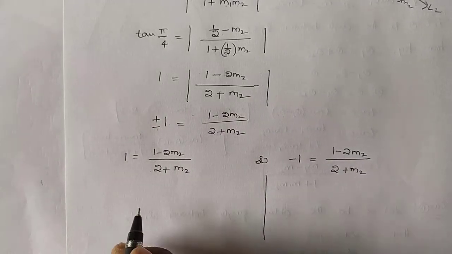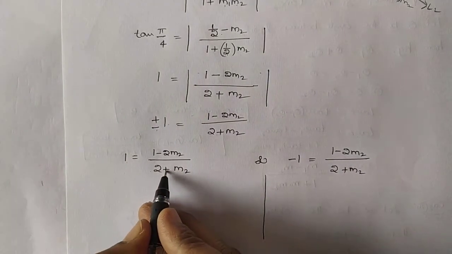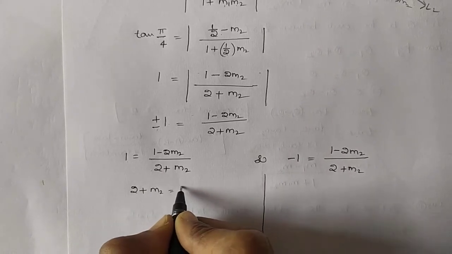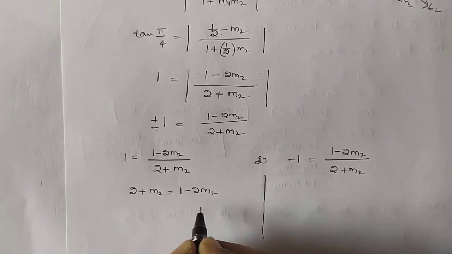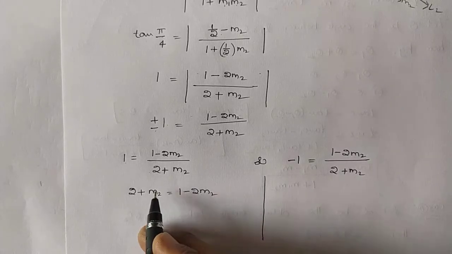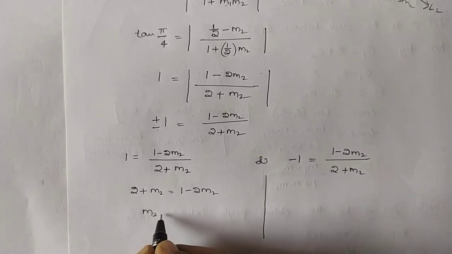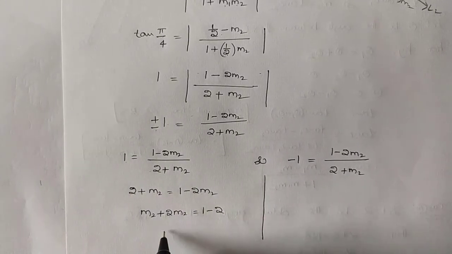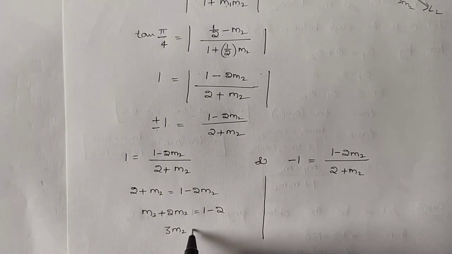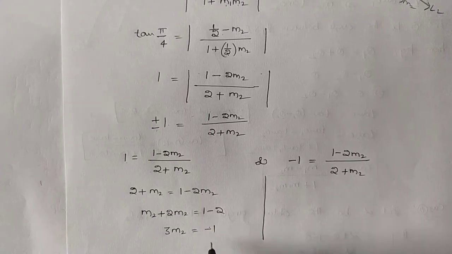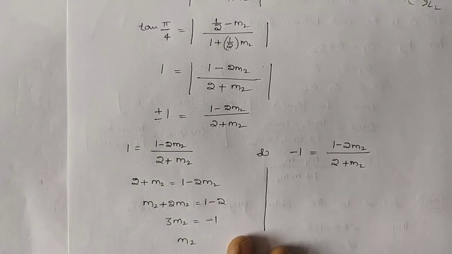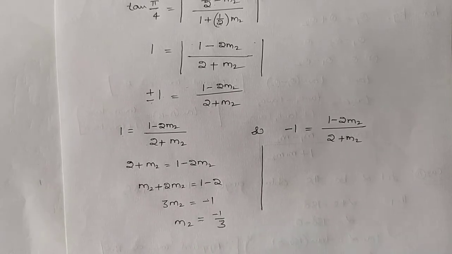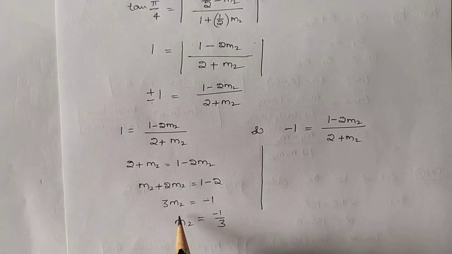Now simplify it. 2 plus m2 equals 1 minus 2 m2. Take the minus 2 m2 to the left: m2 plus 2 m2 equals 1 minus 2. So 3 m2 equals minus 1, and m2 equals minus 1 by 3. This is one slope.